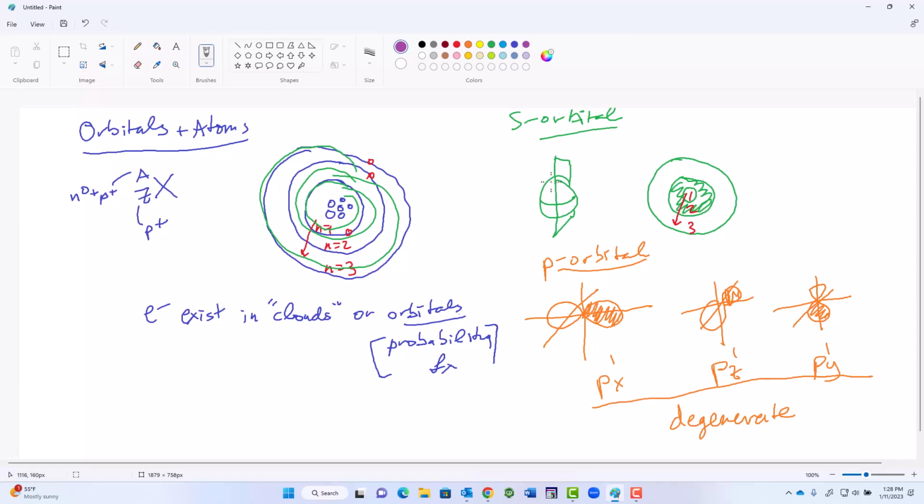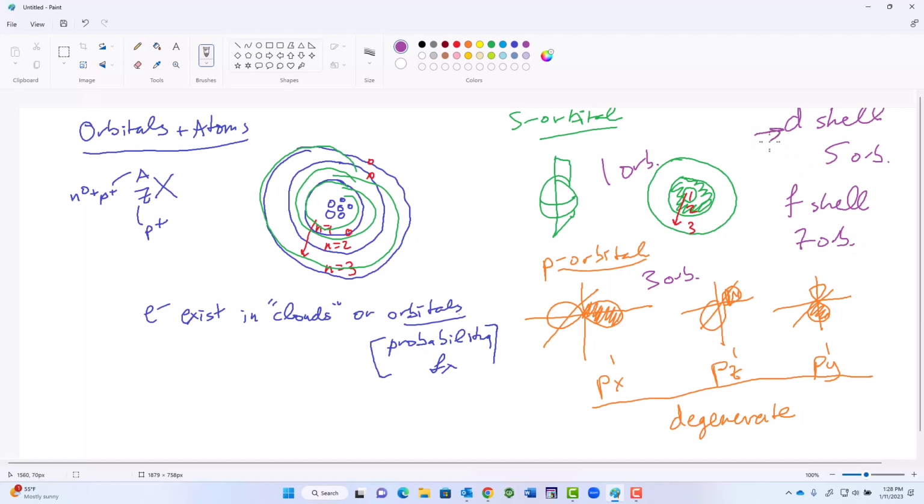Keep in mind that this trend for the number of orbitals within a shell goes all the way up to f. So an s shell is going to have 1 orbital. A p shell is going to have 3 orbitals. A d shell is going to have 5 orbitals. And an f shell is going to have 7 orbitals.